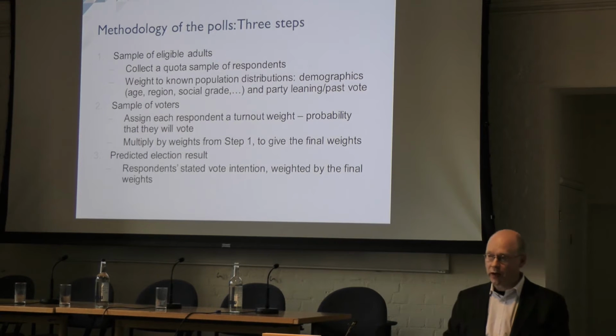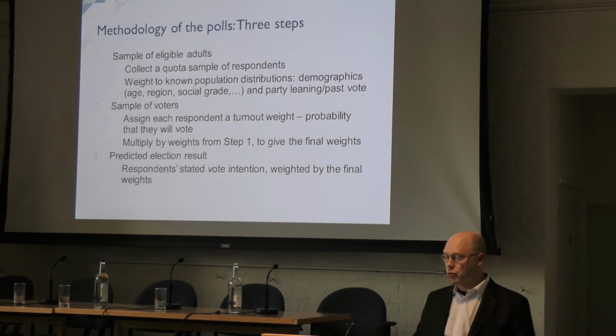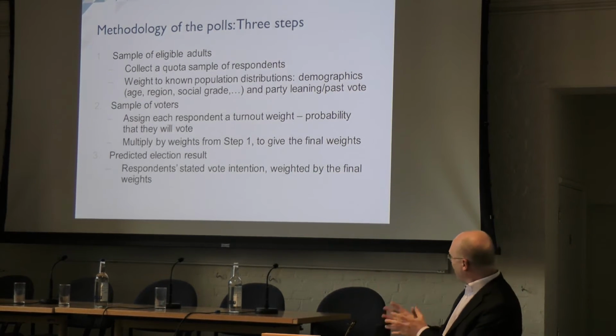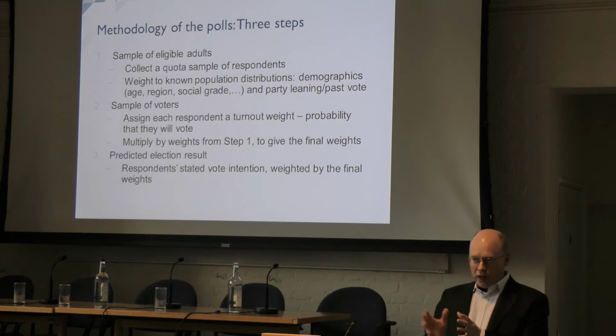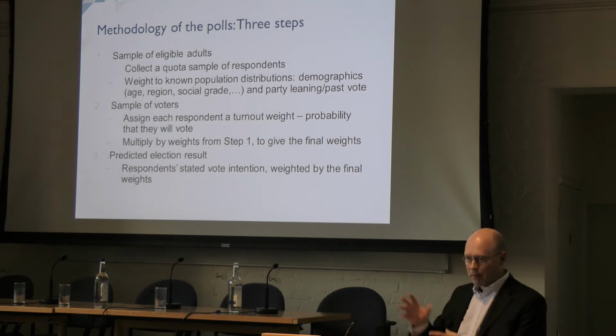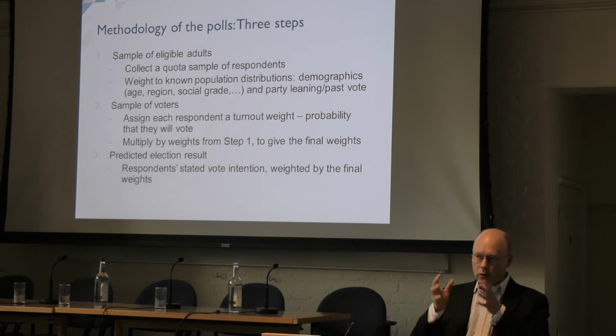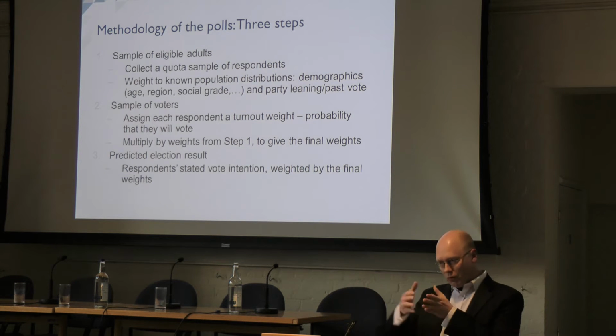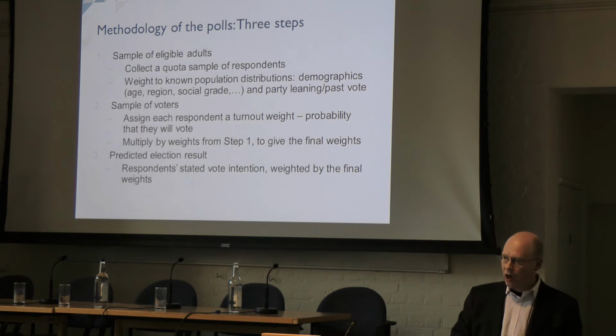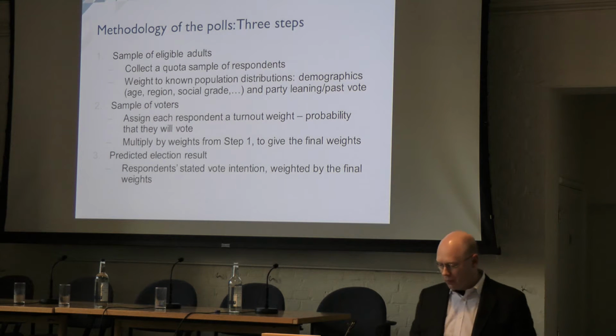Just to make that clear, let me take an example. Age is invariably one of those groups. One of the cells you're weighting to is, let's say, those aged 65 or over. So what this step does is make sure that after the weighting, your sample has the same percentage of those who are 65 and over as a target, usually an ONS census type figure.